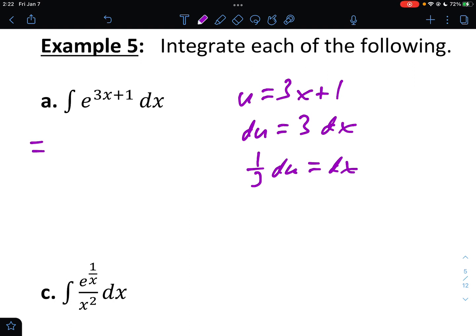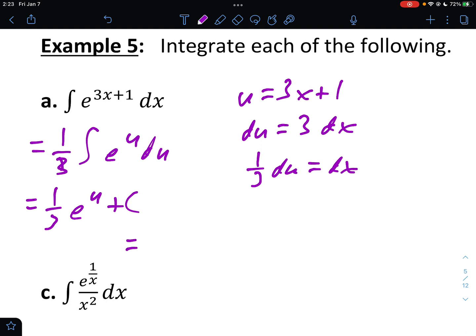And I can substitute in 1/3 e to the u du, which is 1/3 e to the u plus c. And our final answer would be 1/3 e to the 3x plus 1 plus c.